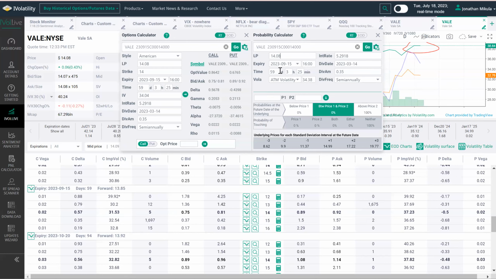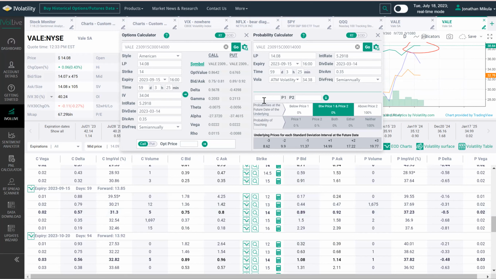Here's our time to expiration. DTE is what you see abbreviated in our system. And now we need to put in the prices. So here we're buying an at the money $14 call. If we want to go bullish, it's going to cost us about 80 cents. So to break even, I need this thing to get to 14.80.